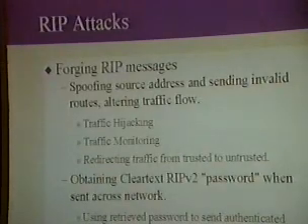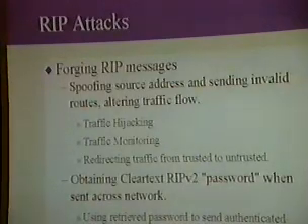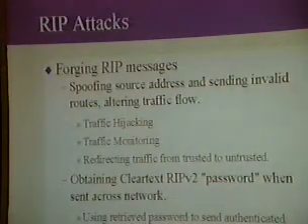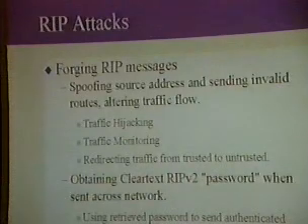So what kind of things can we do? Well, if we can forge RIP messages, again, we can spoof routes and alter routes on machines, which can lead to traffic hijacking, traffic monitoring, and redirecting traffic from trusted to untrusted networks or trusted to untrusted machines. If we can obtain the RIP version 2 password, as I just said, you can impersonate and alter routes using RIP version 2 if those are the only things accepted.